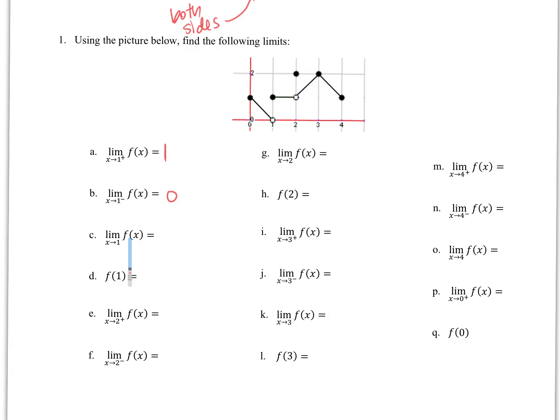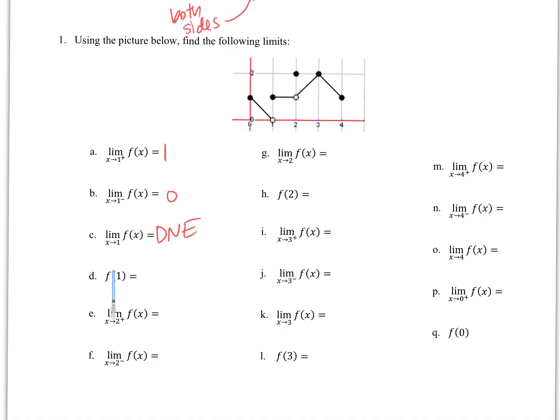Thomas, did you do 1C already? Or this question, part C? Yeah, what did you say for C? DNE. Because at 1, do my lightsabers come together? They sure don't. My lightsabers, one is at 1, one is at 0, so my limit does not exist. Very good, fellas. Boom.